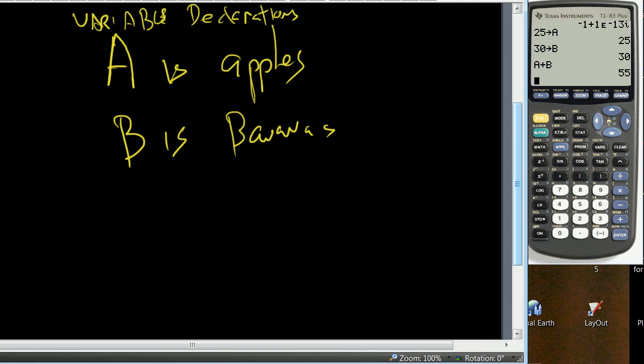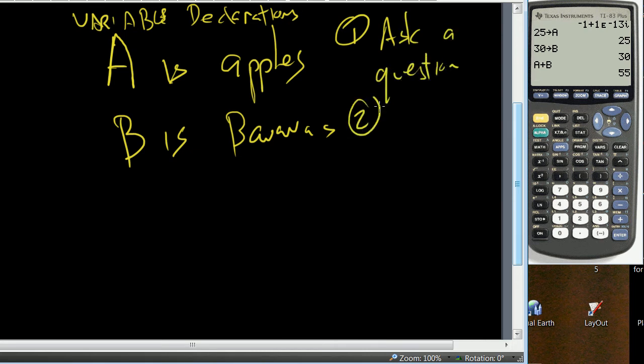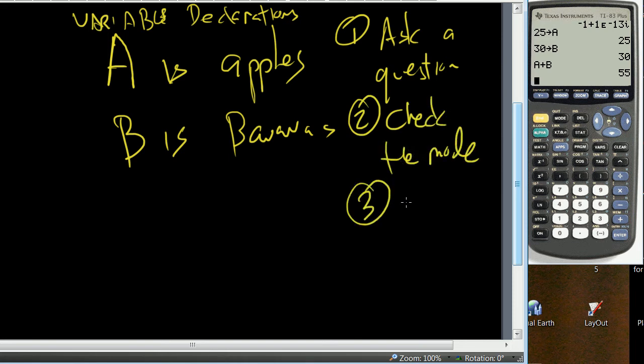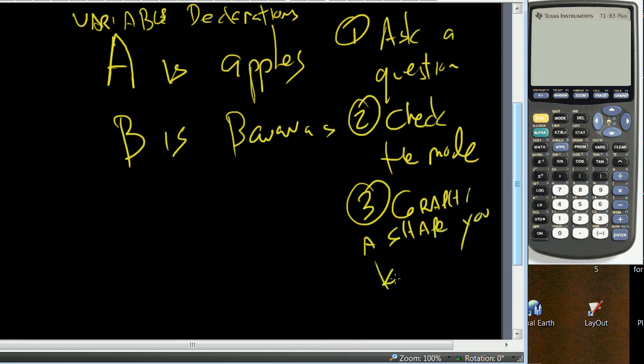So I'm going to end it there. Remember, 1, ask it a question you know the answer to. 2, check the mode. 3, graph a line. Graph a shape you know so you don't untrain your eye.